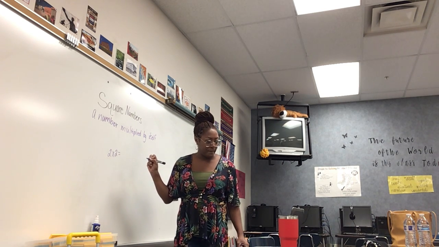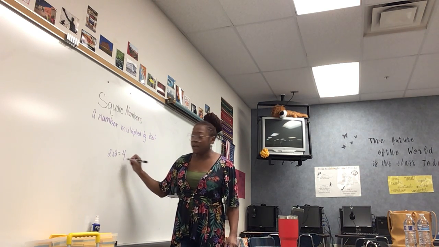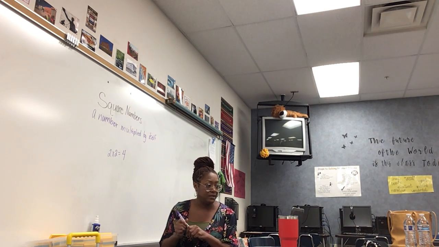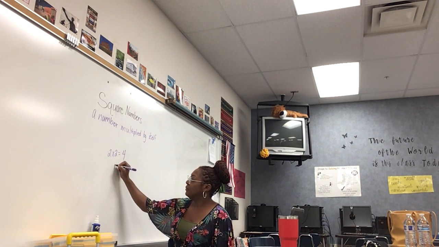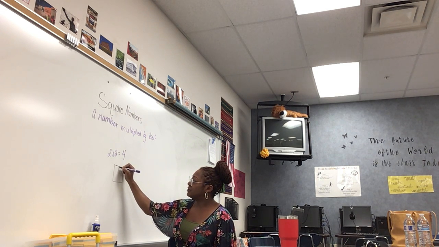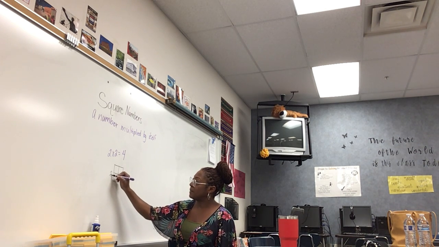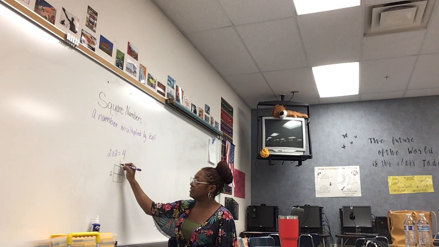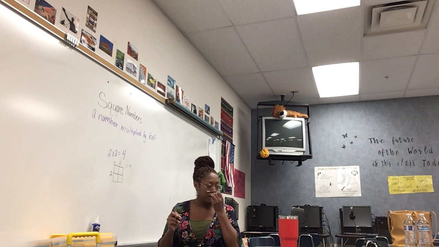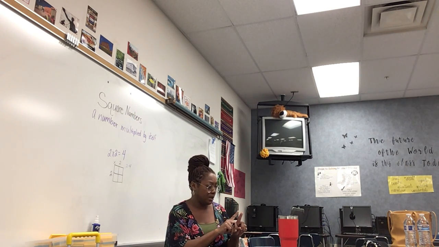What's 2 times 2? 4. Now, I'm going to show you how this would look as an array. Are you ready to see it? We're going to make a square. We're going to have 2 columns and 2 rows. So over here is 2, and up here is 2. So 2 times 2 will be equal to 4. It's any number that you take and you multiply it by the same number.